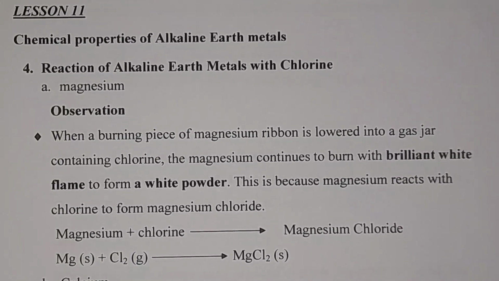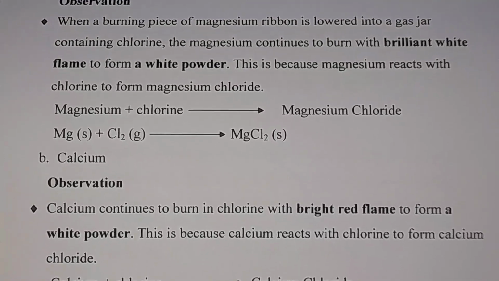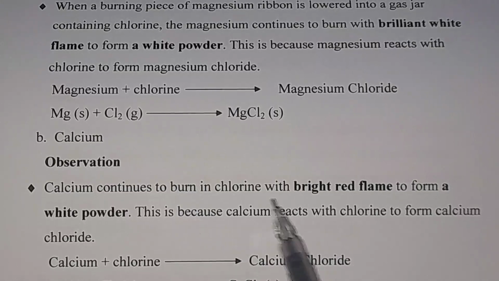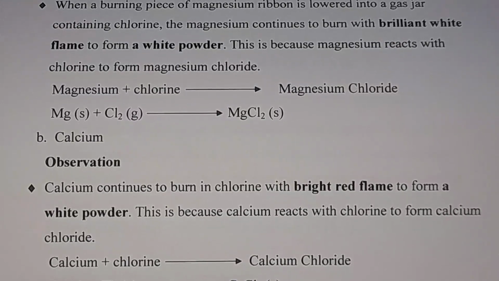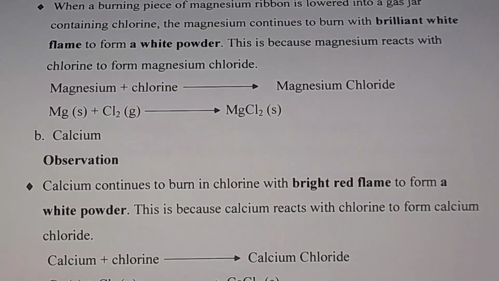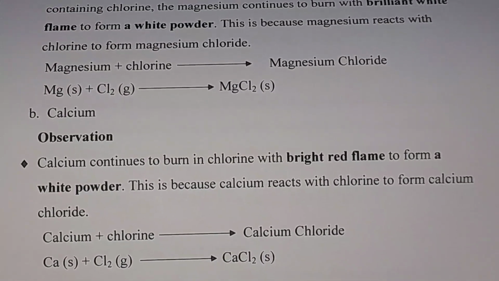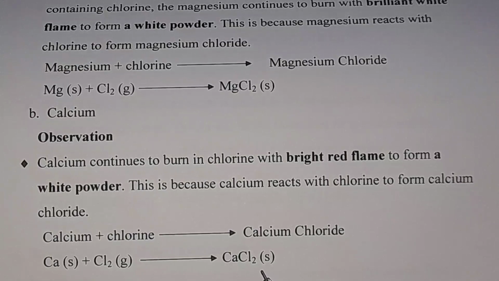Remember, when a metal reacts with chlorine, we are going to get a metal chloride. So here we have magnesium solid reacting with chlorine gas, giving us magnesium chloride, and this chemical equation is self-balanced. Number B, we are going to see calcium reacting with chlorine. The observation: calcium continues to burn in chlorine with a bright red flame to form a white solid. The reason is that calcium reacts with chlorine to form calcium chloride. So the reaction is calcium solid reacting with chlorine gas, giving us calcium chloride, which is solid.